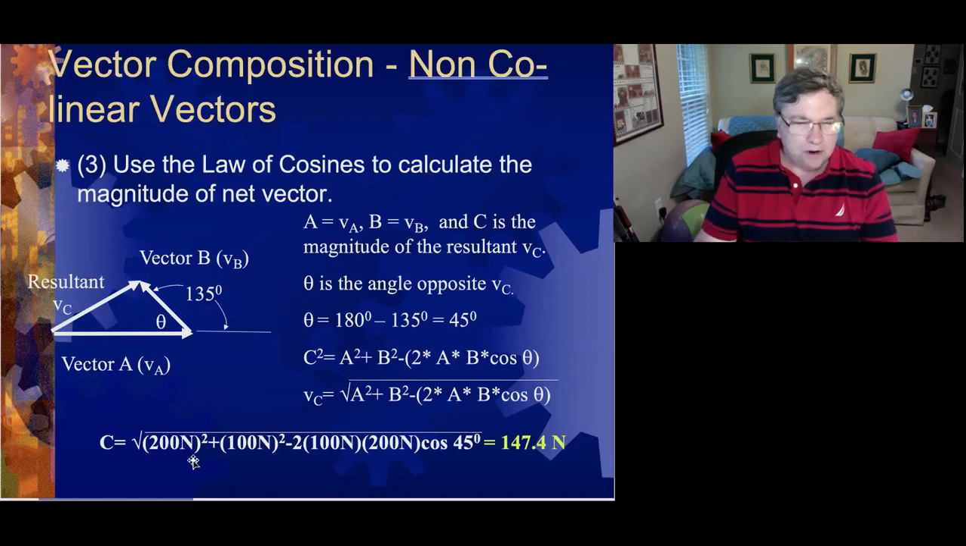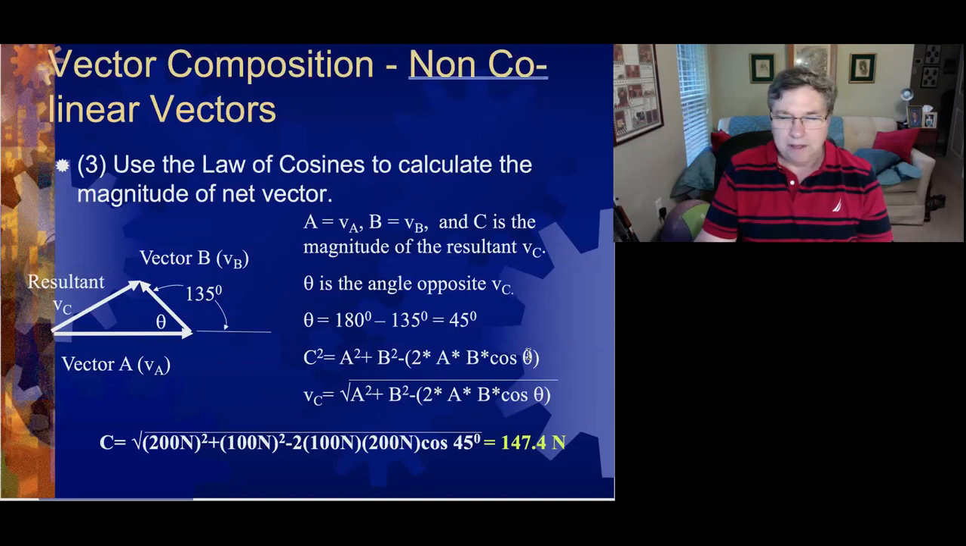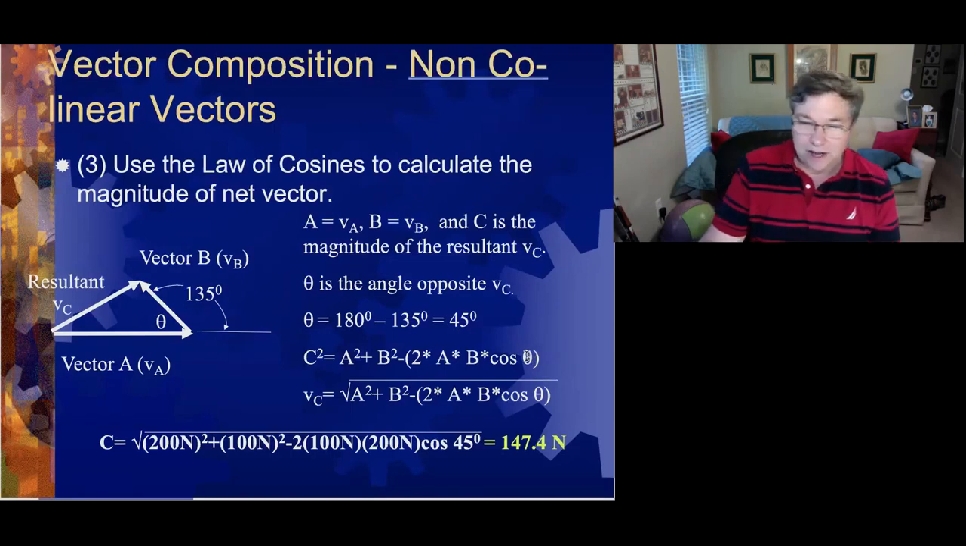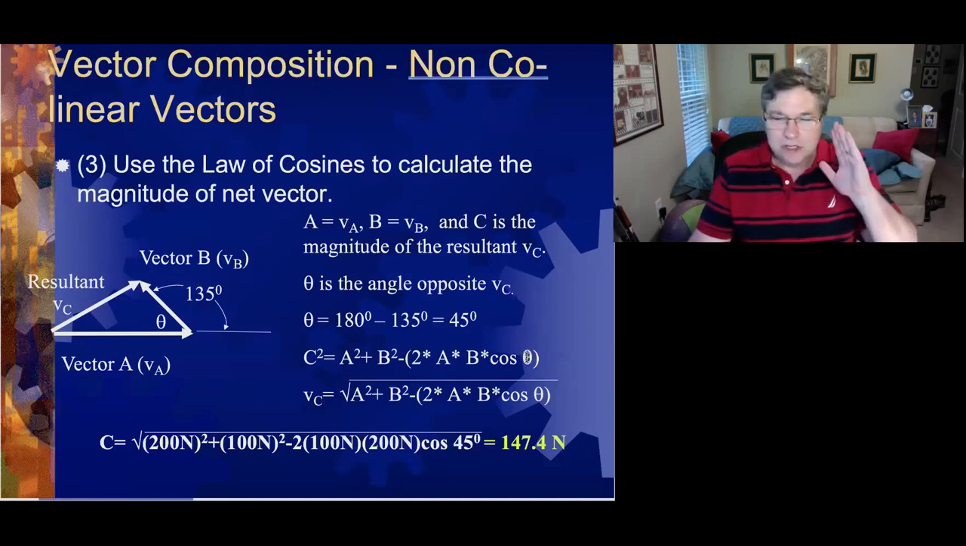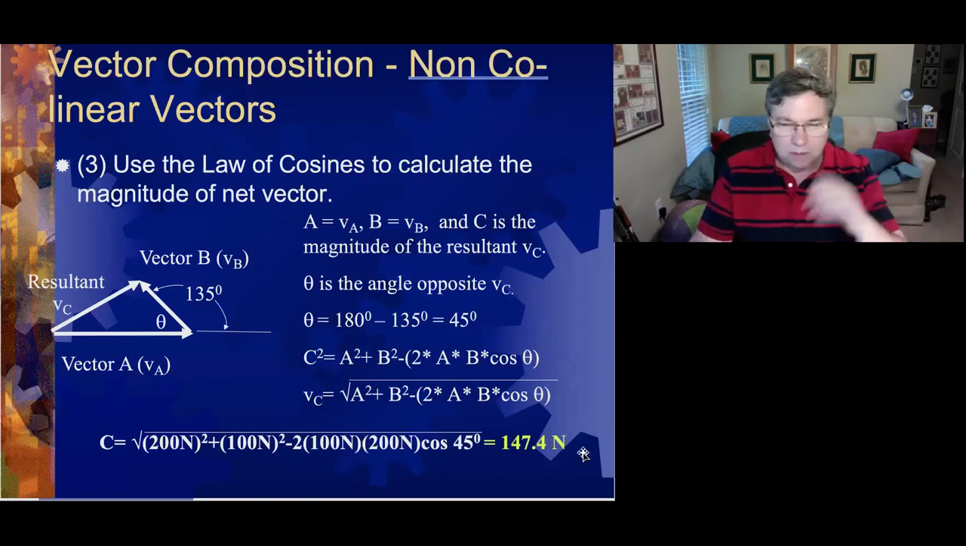So when we crunch the numbers out, we've got 200 squared plus 100 squared minus 2 times 100 times 200 using the formula above. So again, it's the Pythagorean theorem and a correction factor for the fact that this angle theta may be less than 90 degrees, maybe exactly 90 degrees, or maybe greater than 90 degrees. If it is 90 degrees, the cosine of 90 is equal to 0, and that term would disappear. So we crunch the numbers out, we get 147.4 newtons.